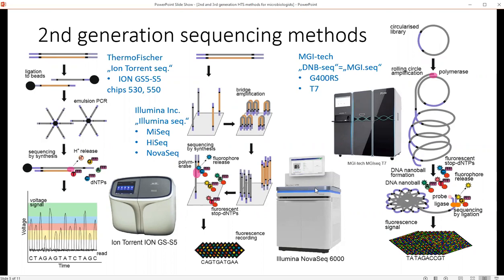The equipment, the newest, most high throughput equipment for Illumina and MGI tech are big shelf-like machines, which are quite big and heavy.